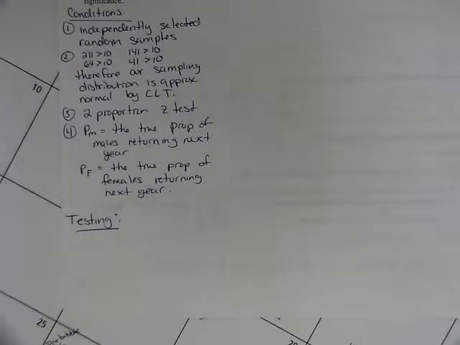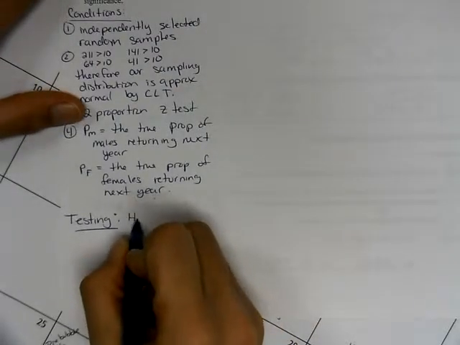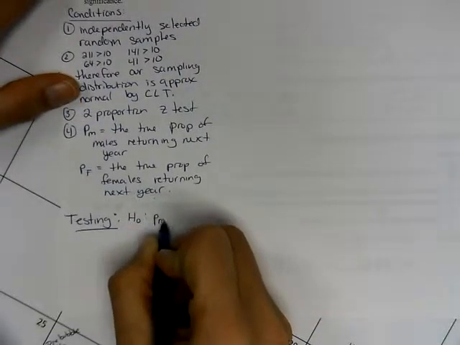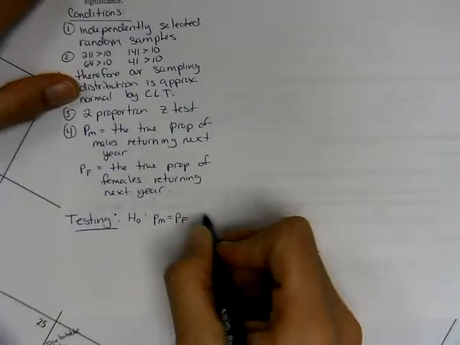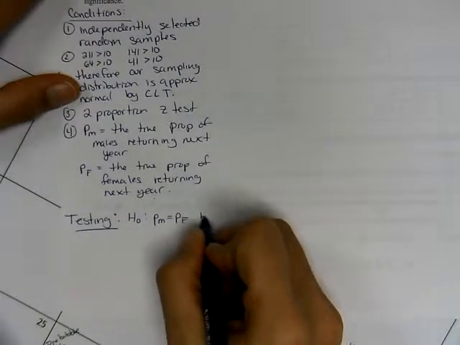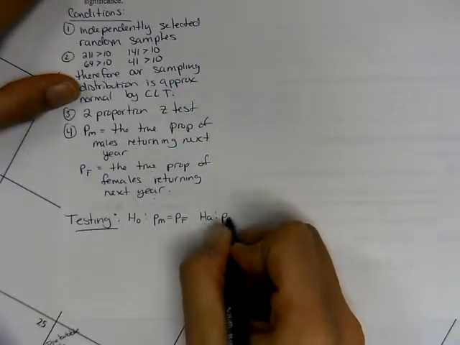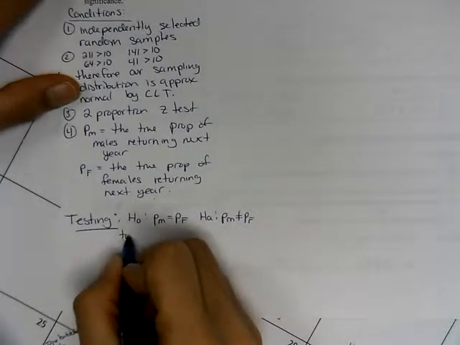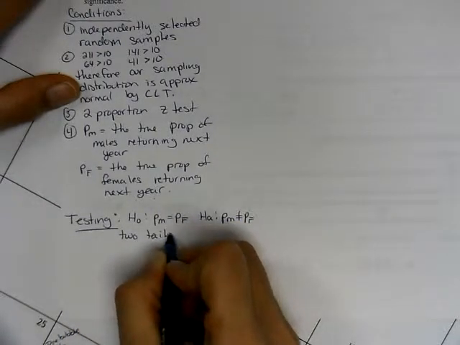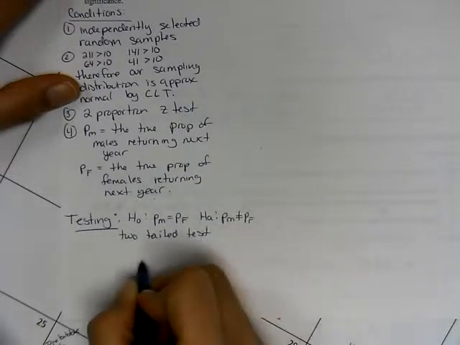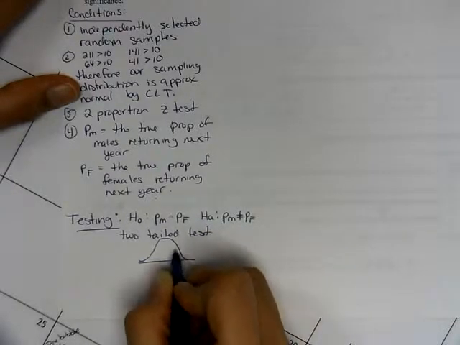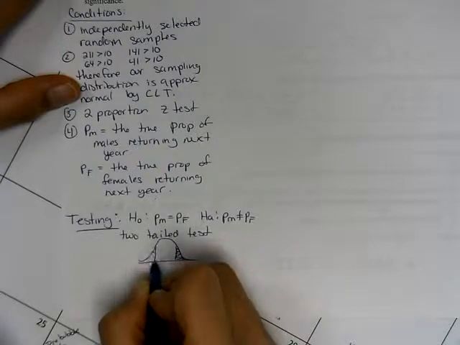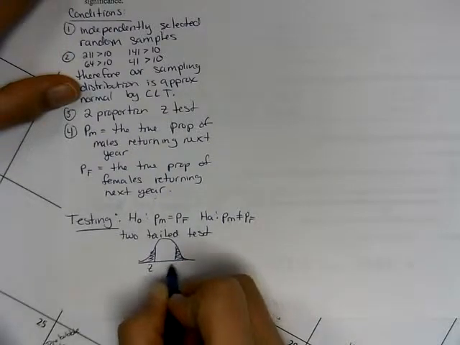So for the testing section, we're looking at if the proportion of students is the same for both genders. So PM is equal to PF. So my alternate is just that they're going to be not equal. So two-tailed test. And you're going to have a Z and a Z.